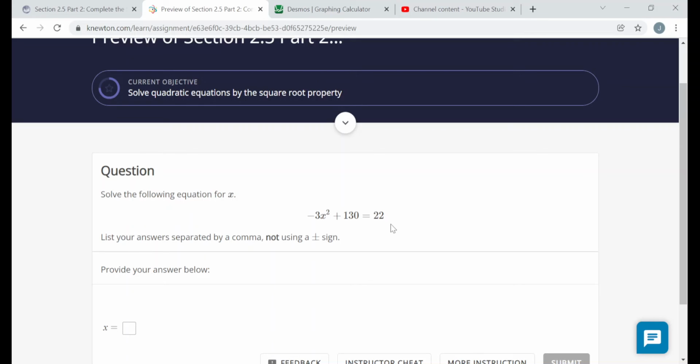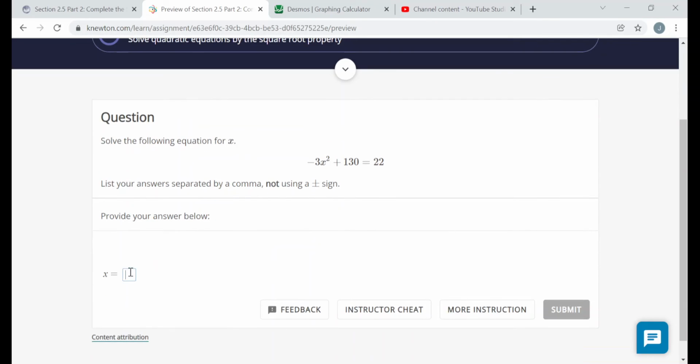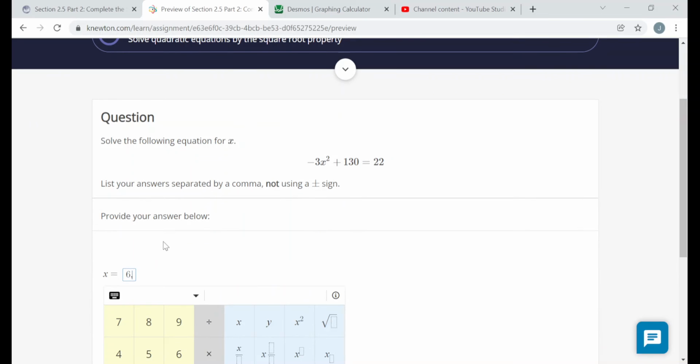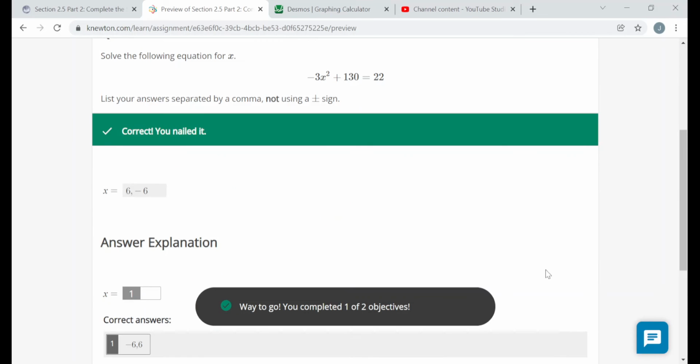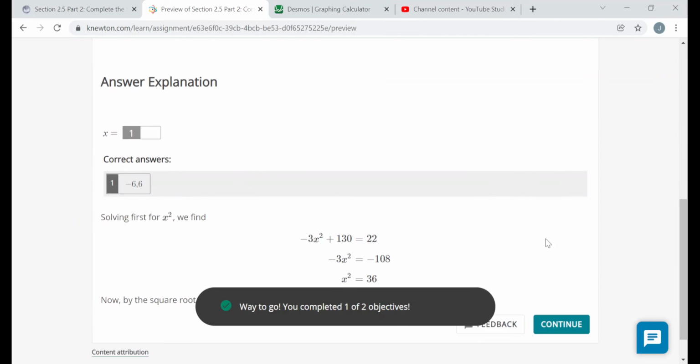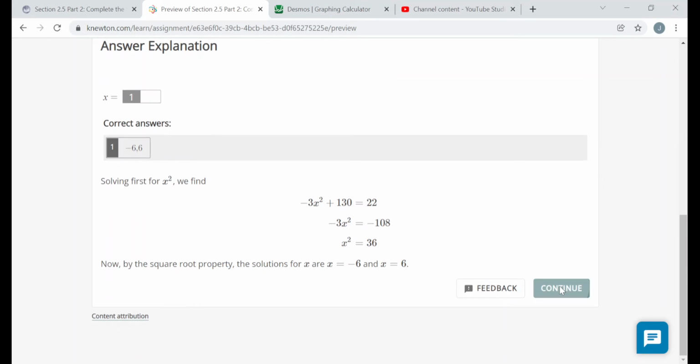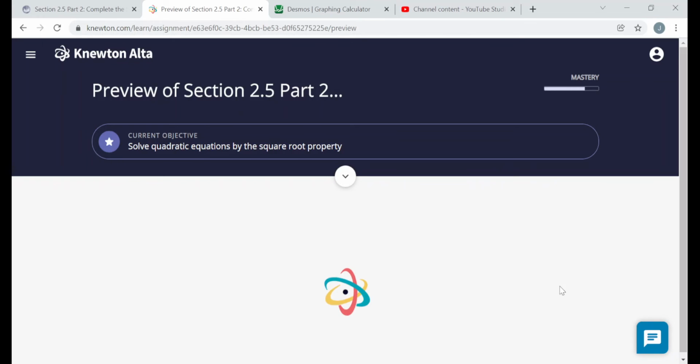By the square root property, x would be the positive square root of 36 or the negative square root of 36. So positive 6 and negative 6. And again, you can check those if you wish. Great. All right, so that objective's done. Then the other one, all that's left is to complete the square again.